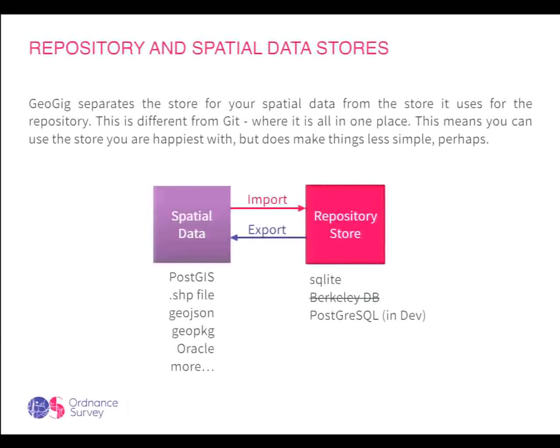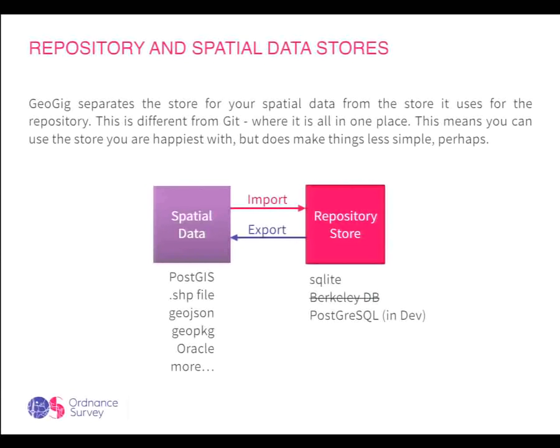Okay, so one of the differences is that unlike with Git, where all of your data and the revisions are held within a kind of file structure in one place, with GeoGig, that's split in two. So there's what's called a repository store, where GeoGig keeps all of its information about the data and the changes to the data. But your spatial data itself, you keep in the format that you're most used to keeping it in. So that could be a PostGIS database, a shapefile, GeoJSON file, and loads of other different formats are supported.